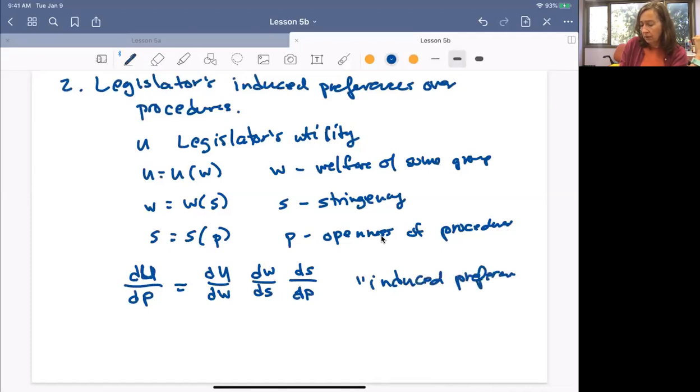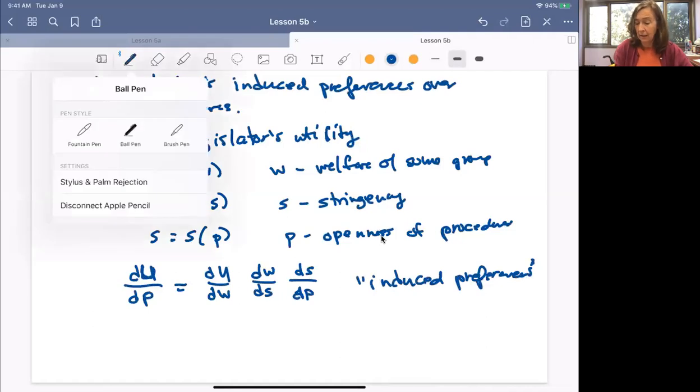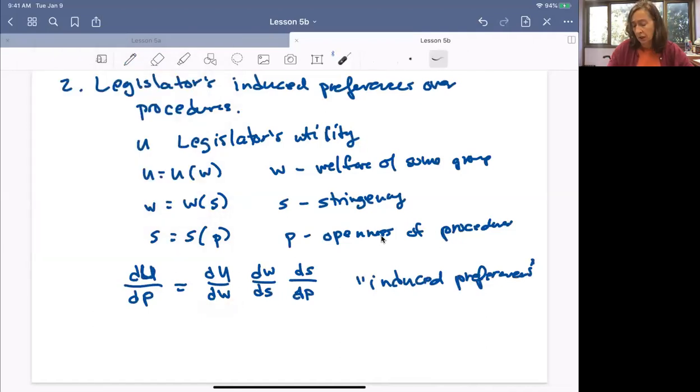So this is what we would call induced preferences. Political scientists tend to think that legislators' preferences over these kinds of things are induced by their preferences over who they want to help, really. That the driving thing here is who's helped and who's hurt by the policy that's affected by the procedures. Not everybody would agree with it. It's a model that has its detractors. Some people would say no, that there are intrinsic preferences over procedures.